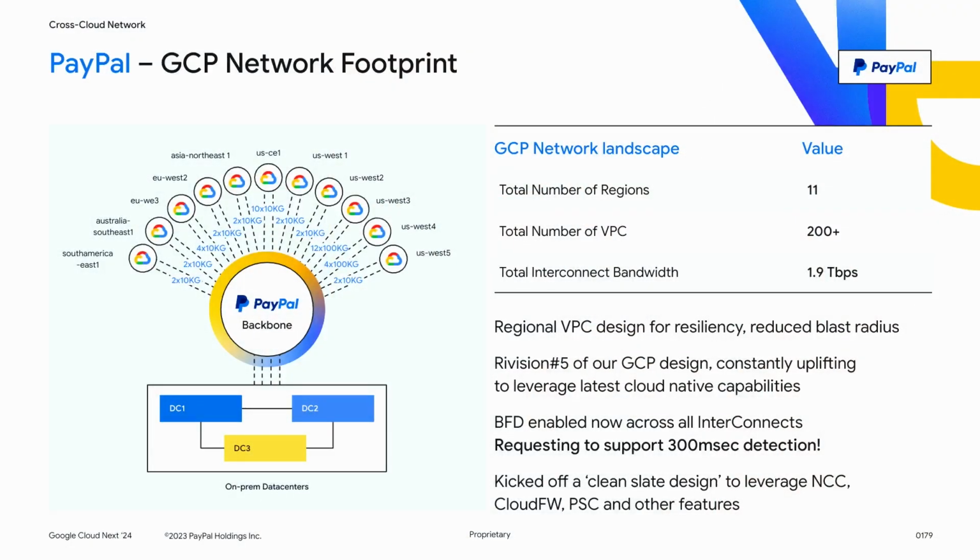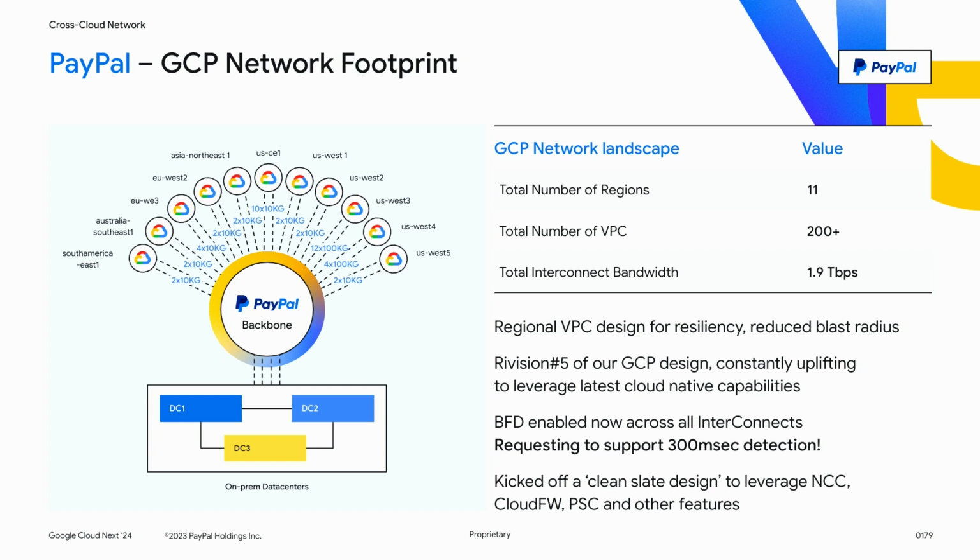With that said, this gives you our footprint in GCP. As you can see, it is very expansive. It has grown over the years. We have GCP environments enabled in 11 regions. We have 200-plus VPCs in the environment. And as you can see, 1.9 terabits per second is our interconnect capacity. It's a sizable environment. VPC in this case equals a security zone. That is the reason you have a lot of VPCs.